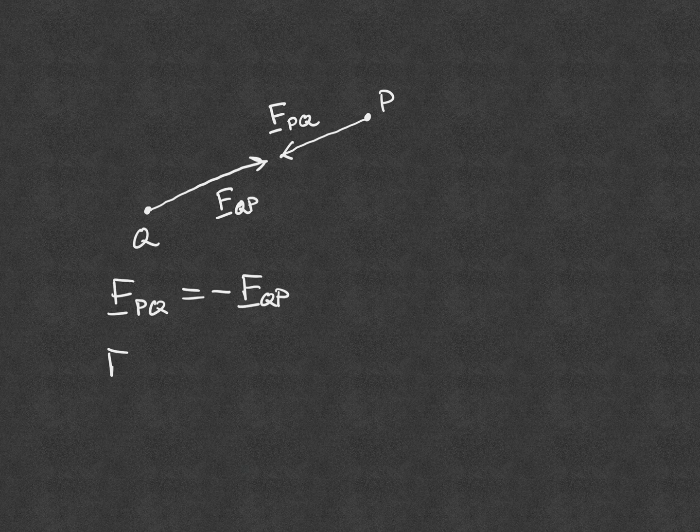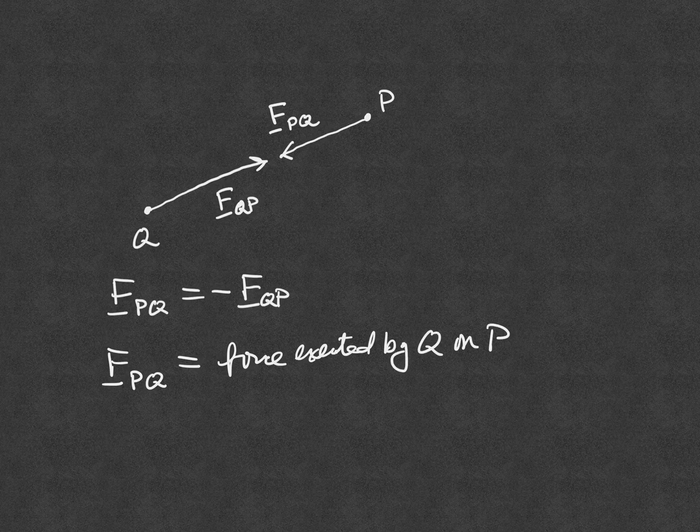So we know that the force exerted by particle Q on particle P, so this is what this is defined as. This is the force exerted by Q on P. And this force is proportional to the inverse of the square of the distance, and it lies in the direction from P to Q.